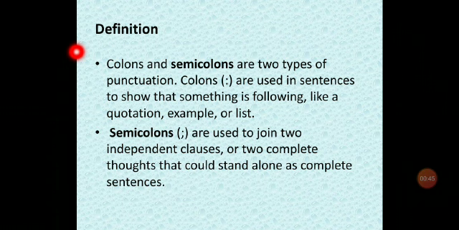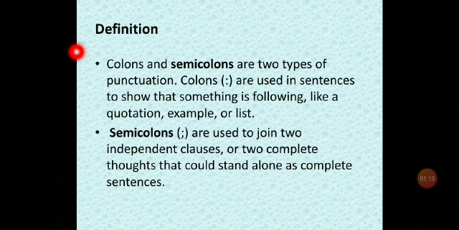Colons and semicolons are two types of punctuation as well. Colons, the sign of the colon is double dots, are used in sentences to show that something is following, like a quotation, example, or list. It means when you have to write down a quotation, or you have to give an example, or you have to introduce a list, you can use colon before introducing these three things.